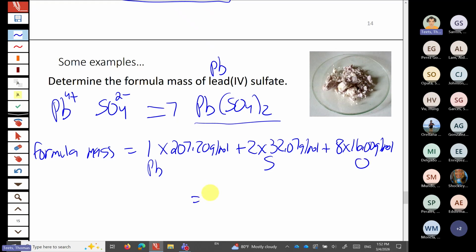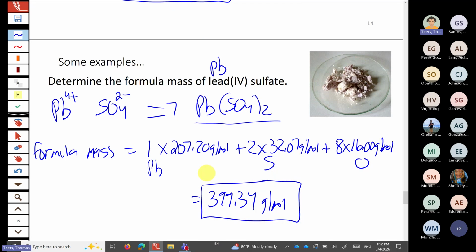And so that number comes out to 399.34. So a rather larger number in this case. Write the units out. Don't forget to do that. 399.34 grams per mole. So same story, just a slightly more complicated formula and the additional step of converting the name into the formula, which we need to be able to do this.